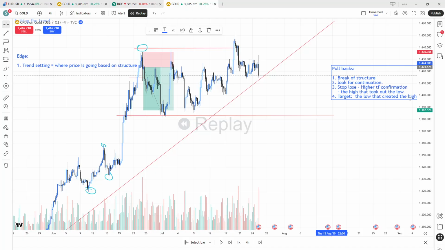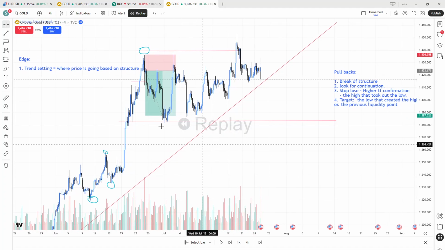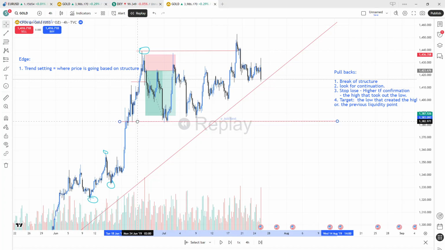Or the previous liquidity point. Okay, what I mean by liquidity point is, or these, okay? So we will want to target right here. Okay, previous, either here or right here.